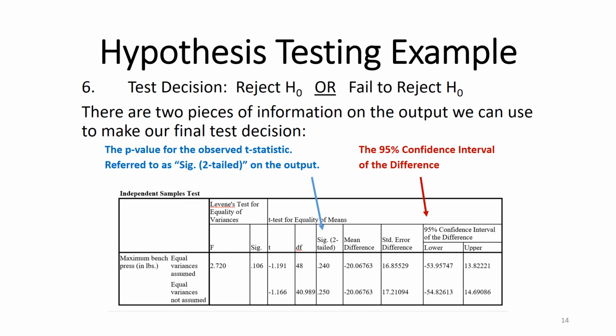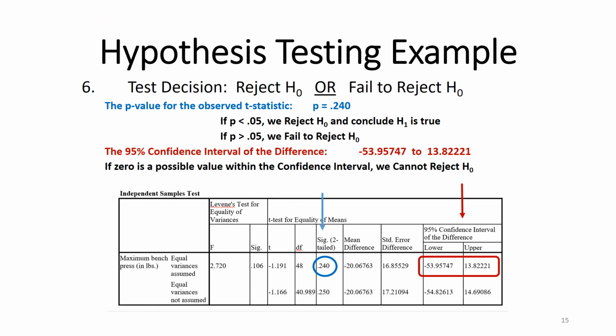We also look at the 95% confidence interval of the difference. This is just like the confidence interval we did before with a sample mean, but now we're looking at the confidence interval for the difference between two sample means. So all these things build on each other. You'll notice there's a lower bound and an upper bound for that 95% confidence interval. We have a lower bound of negative 53.95747, and an upper bound of positive 13.8221. All right, let's take a look at how we can interpret both of those to make our decision. Next slide.